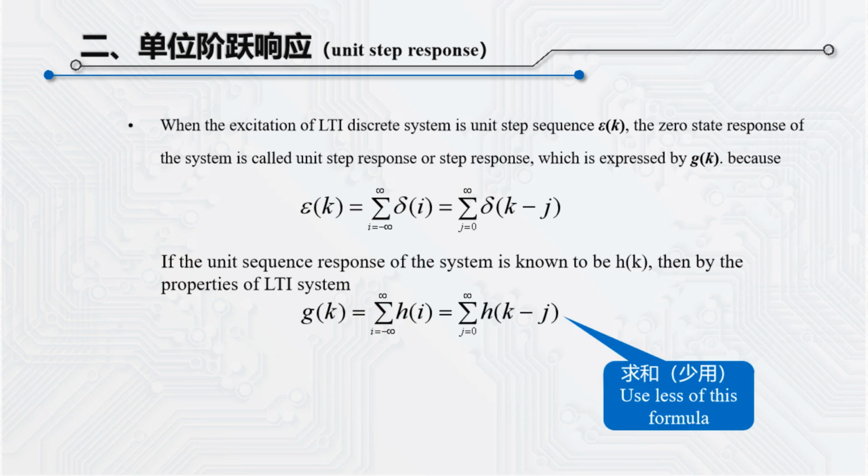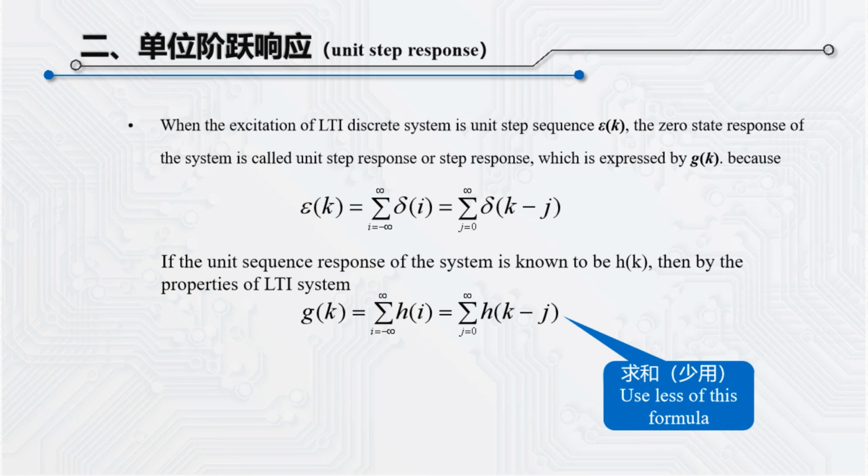The second question is about the unit step response. So, what is the unit step response of the system? The unit step response is for LTI discrete systems. When the excitation function f of k is equal to the unit step sequence epsilon of k, the zero state response generated by the system, we call this the unit step response, expressed as g of k.